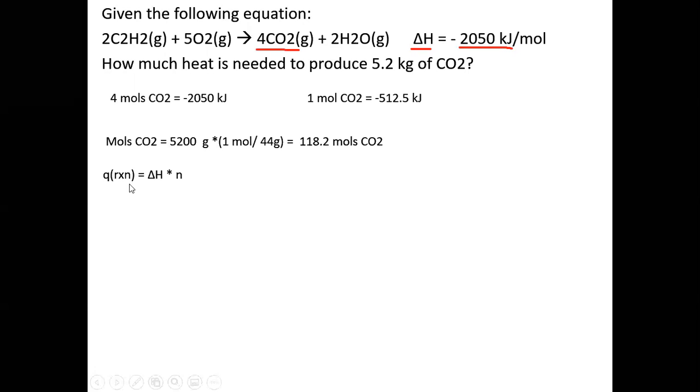So now the heat of the reaction is equal to the delta H times the number of moles, in this case negative 512.5 times 118.2, and we get negative 60,600 kilojoules. So that's how much heat is needed to be produced in order to form 5.2 kilograms of CO2.